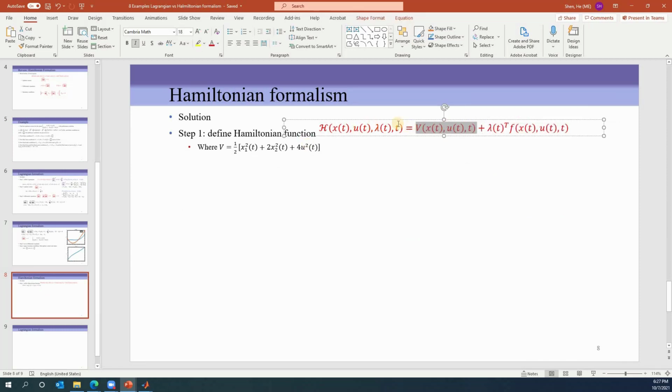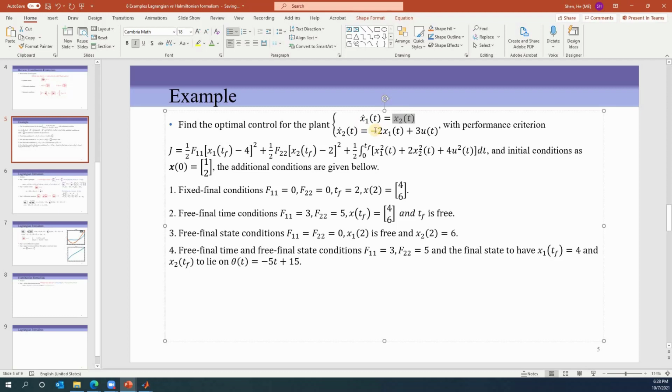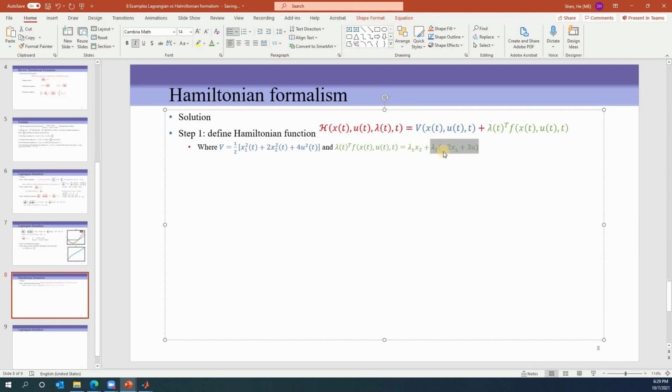So we can write the second term. So we're going to do the same thing. We're going to match the color. So this is v. Let me select a different color. So this is our v. Lambda transpose times f. I'm going to select a different color. Lambda is a vector that will give us lambda 1 times x2 plus lambda 2 times that. x2, x1, and u, they are all functions of the time t.